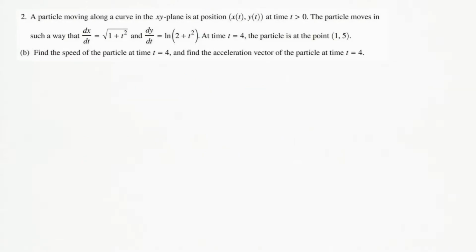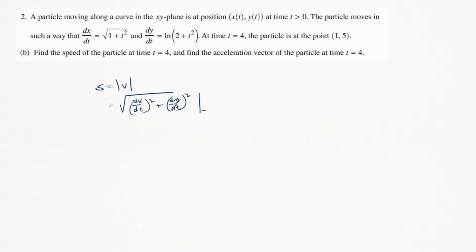Moving on to part B, it says find the speed of the particle at time t equals 4 and find the acceleration vector of the particle at time t is equal to 4. When we talk about the speed of an object versus its velocity, the velocity is a speed with direction. Or you can also say that the speed is the magnitude of the velocity. So I'm going to start with the formula that shows that the speed is the magnitude, or the square root of dx dt squared plus dy dt squared.